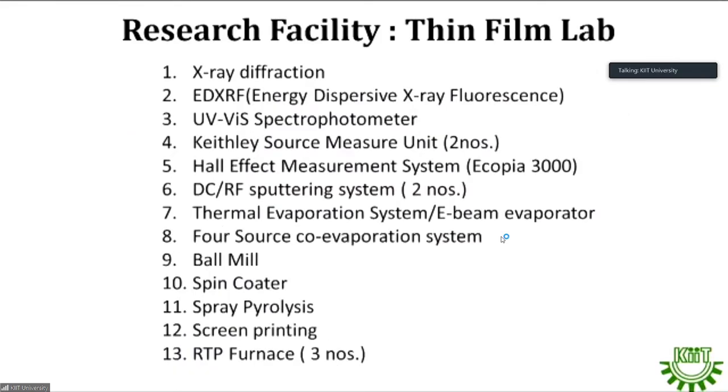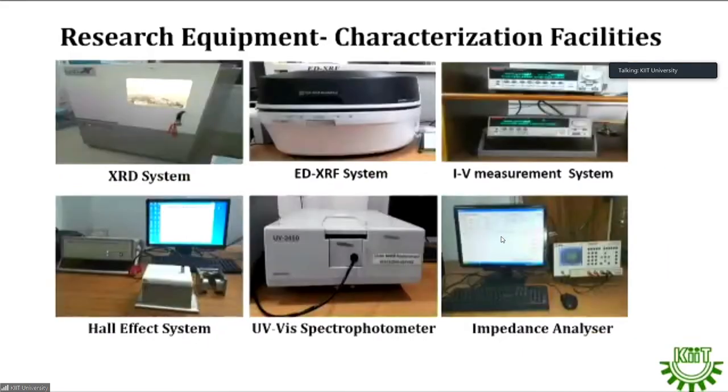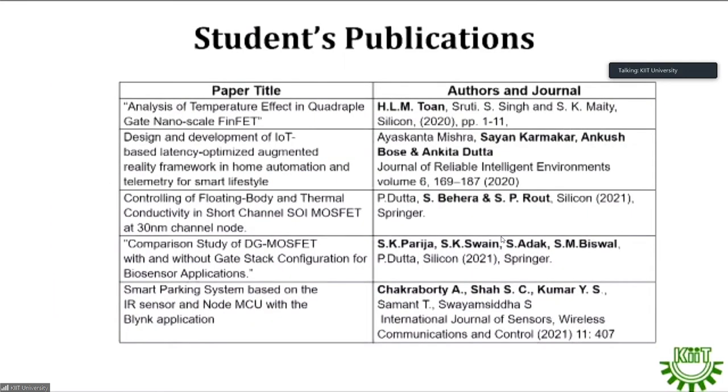We have a thin film photovoltaic lab, which I have already mentioned in the multidisciplinary research in the area of thin film coatings. These are the facilities: a DC/RF sputtering system, thermal evaporation system, spin coater, and RTA furnace. These facilities are available to carry out high-end research work. For characterization, we have XRD, Hall effect, UV spectrometer, and EDXRF system.